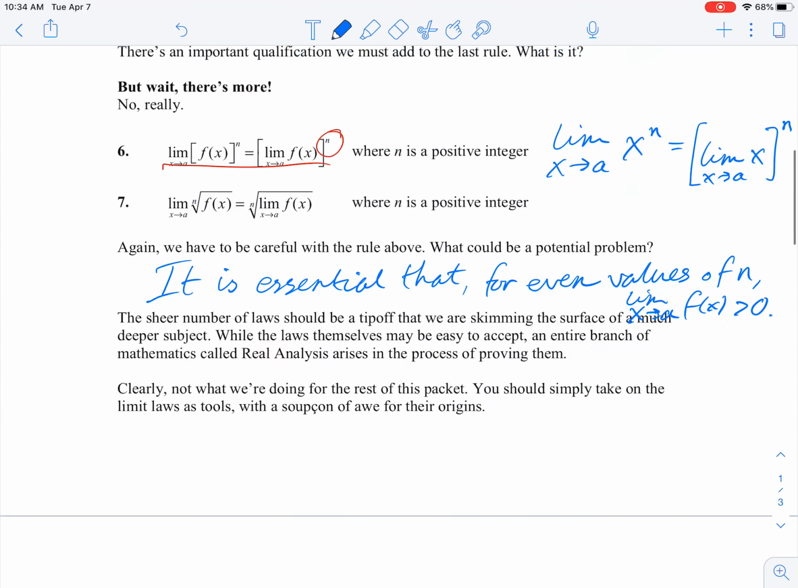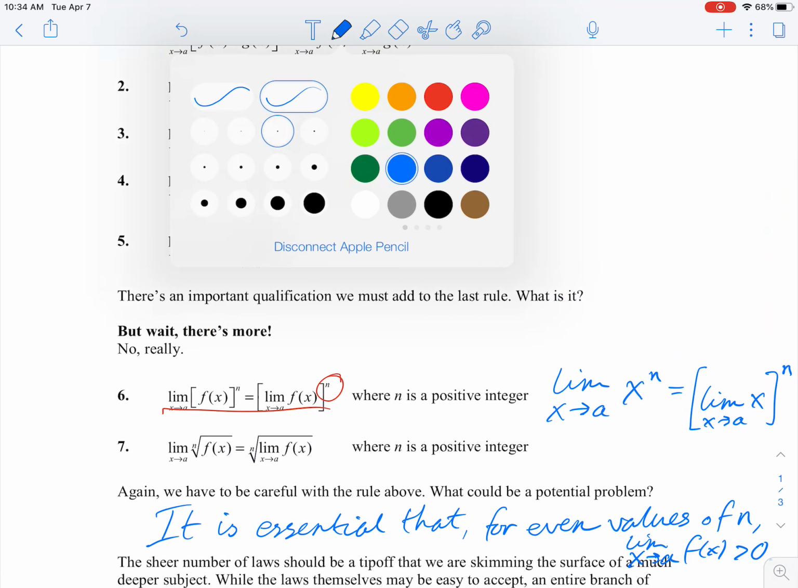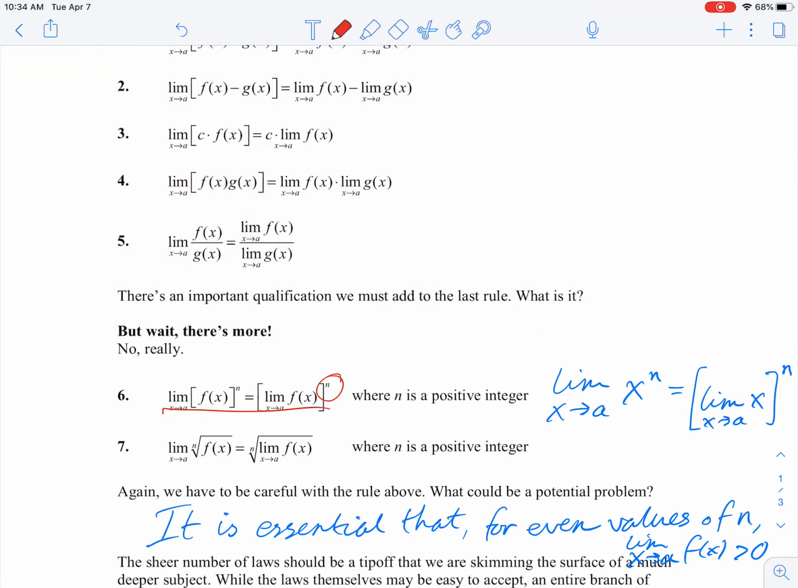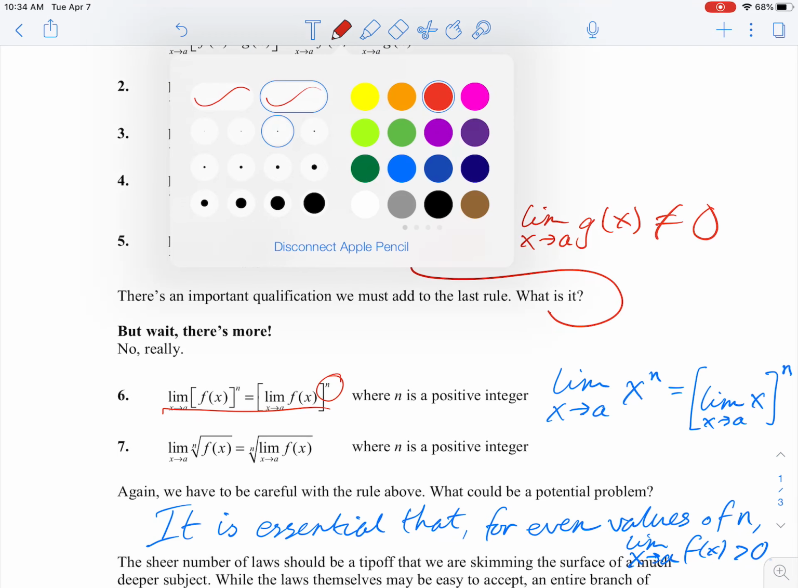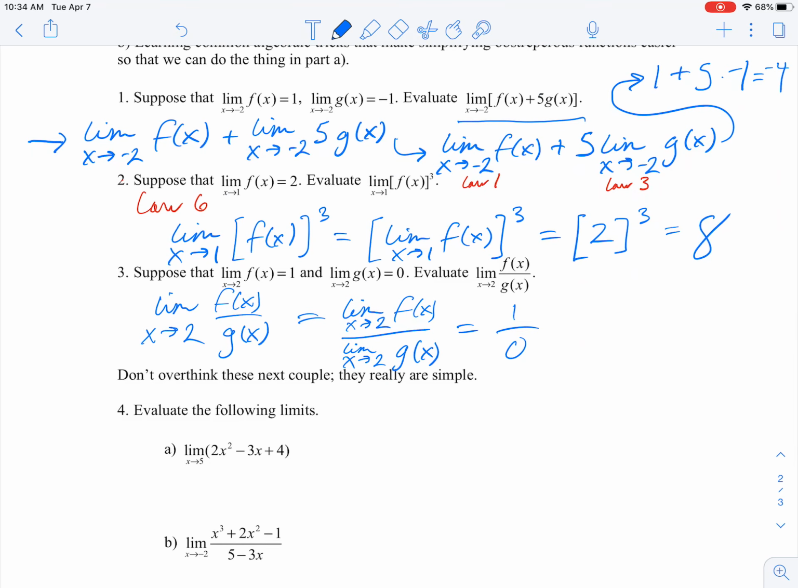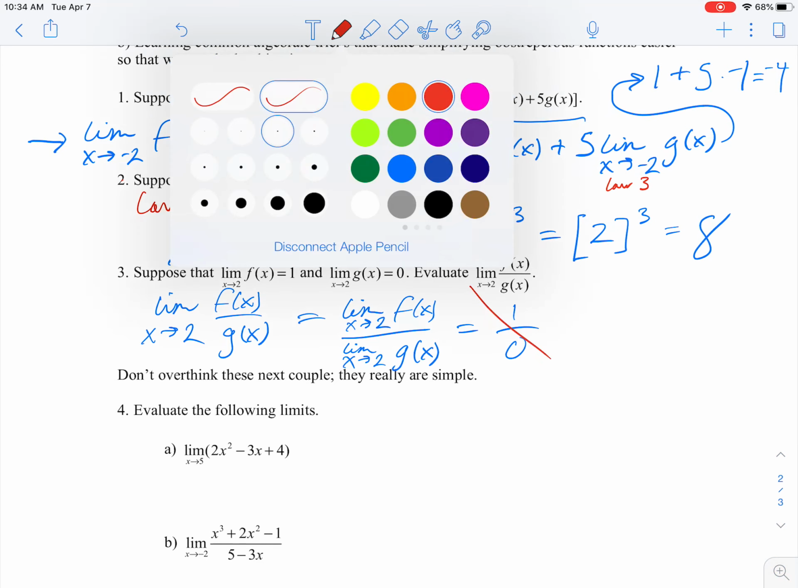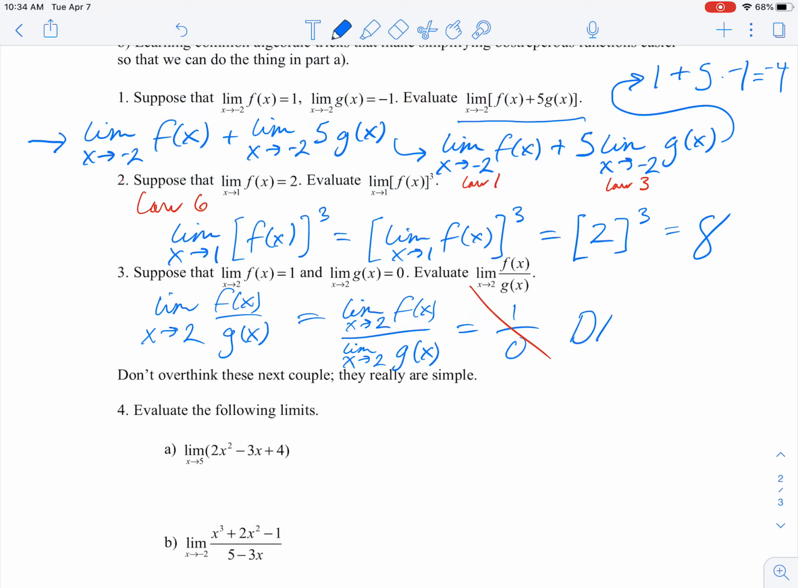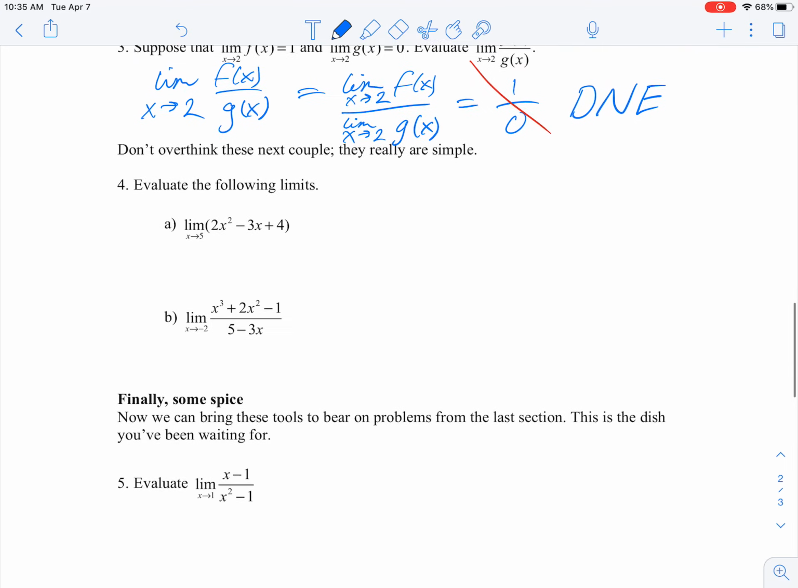Oh, and that is what I was referencing back when we were talking about rule number 5. This one right here. The limit as x approaches a of g of x cannot be 0 for this rule to hold true. Okay, so because the limit of g of x was 0, this is a no-go, and we would simply say the limit here does not exist.